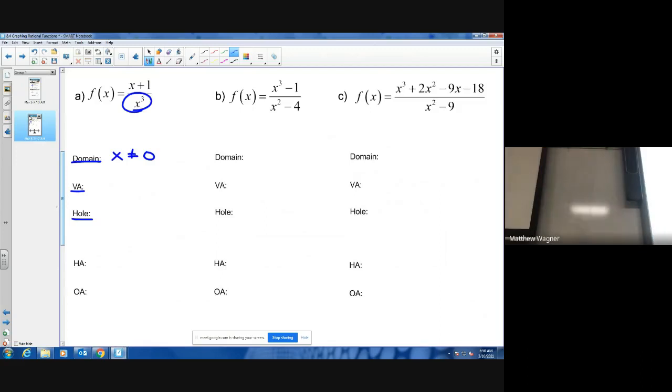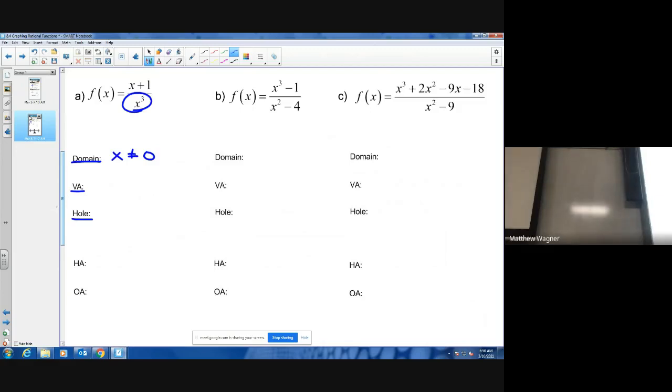And that's kind of why I paired those together, you guys. All right. So your domain restrictions are either asymptotes or holes. You're never going to have 0 be an asymptote and a hole, if that makes sense.